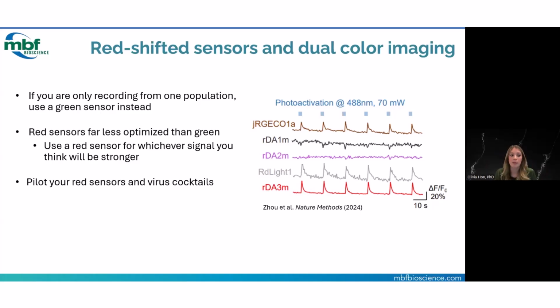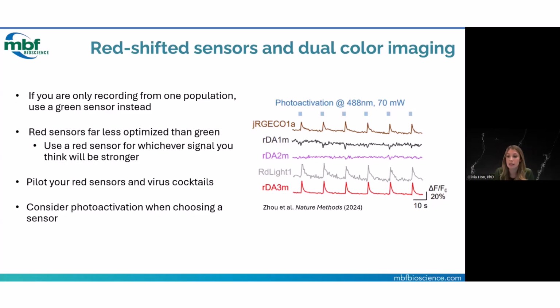You will also want to pilot the virus cocktail that you're injecting. It can be difficult to get both a green and a red sensor to co-express, and sometimes it takes some dialing in of your dilutions, promoters, things like that. So just keep that in mind. I think it's always worth your time to do a pilot and see if you get expression. It's much easier than putting the fiber in there and trying to record, wasting time trying to get a signal, and then you do the histology and find out one of your sensors didn't express. So always test.